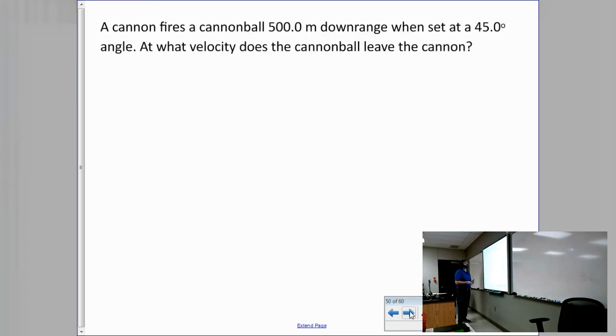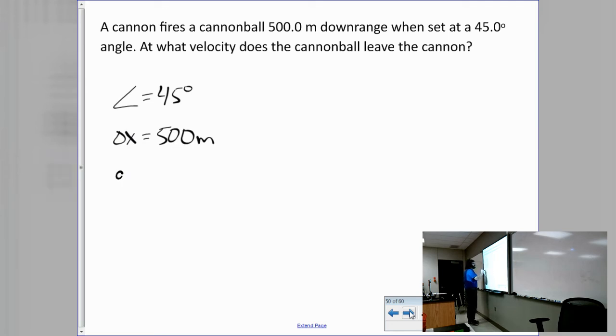Our final type of problem is finding the initial velocity. So a cannon fires a cannonball 500 meters downrange when set to an angle of 45 degrees. What velocity did the ball leave the cannon? Okay, again, information from the problem. 45-degree angle, 45 degrees northeast. Okay, the range, the displacement in the x direction is equal to 500 meters.